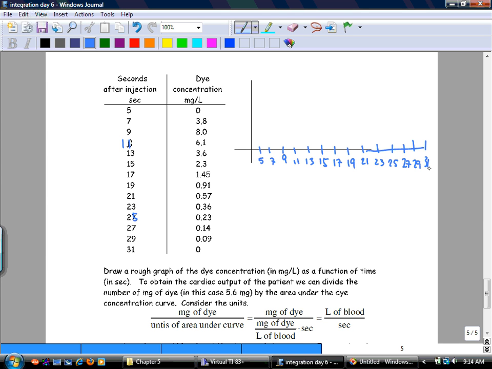Okay, anyways. So we're going to make a table. The highest it goes up is 8. 1, 2, 3, 4, 5, 6, 7, 8. So at 5, we're at 0. At 7, we're at 3.8. At 9, we're at 8. At 11, we're at 6.1.